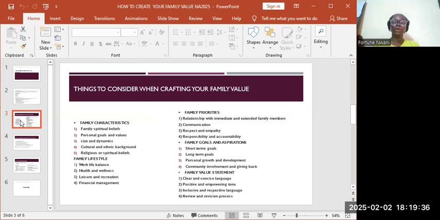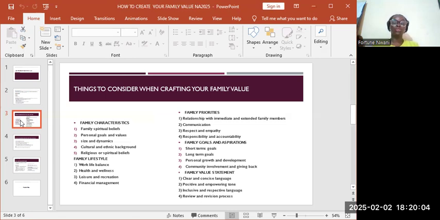Now, putting together your family value statement is not a cast-in-stone activity. As your children grow and your life evolves, you will need to review your family values and make changes. And that is where adaptability comes in. Remember, we saw adaptability before. So that is where it comes in.